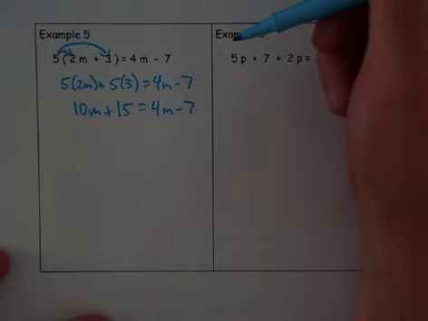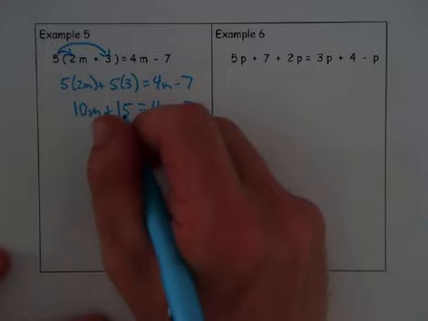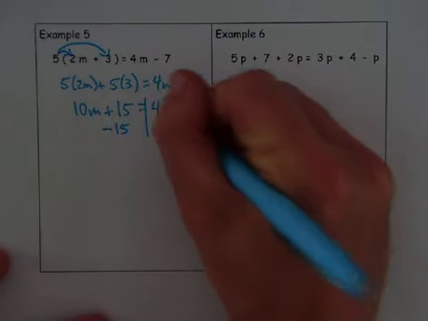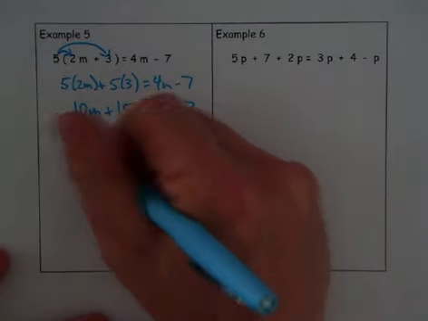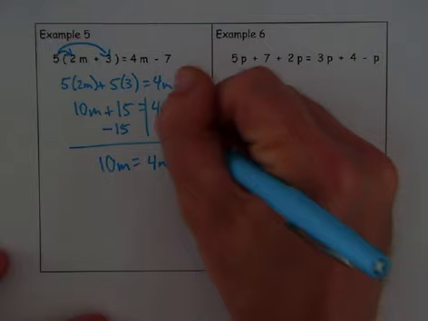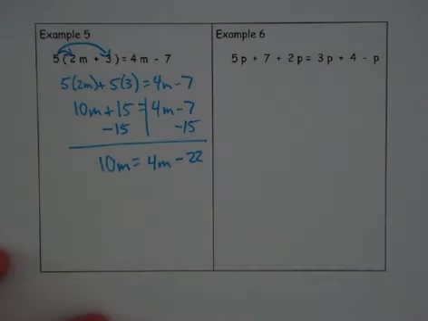Okay? So now let's solve for m, right? We're trying to isolate m on one side. I'm going to start by getting rid of this 15. To do that, I'm going to subtract 15. Remember, I've got to do it on both sides. I'm left with 10m over here equals 4m. And then negative 7 minus 15 is negative 22. Okay? So now I've got 10m equals 4m minus 22. All right? 4m minus 22.